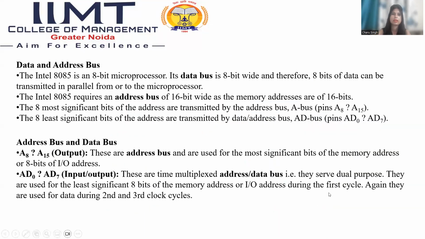The 8085 is an 8-bit microprocessor. Its data bus is 8 bits, and therefore 8 bits of data can be transmitted in parallel from or to the microprocessor. The 8085 requires an address bus of 16 bits as the memory addresses are of 16 bits. The 8 most significant bits of the address are transmitted by the address bus, that is A8 to A15, and the 8 least significant bits are transmitted by the data or address bus, that is pins AD0 to AD7.